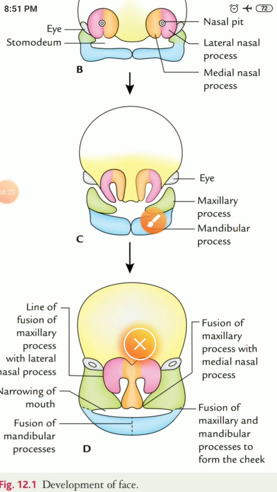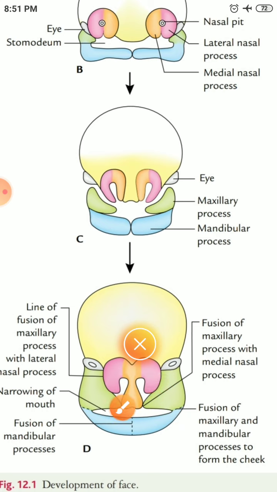So they start fusing with that of the maxillary process. The extended part of this will fuse with the maxillary process. The medial nasal process joins with the maxillary process here. This is the fusion of the maxillary process with the medial nasal process. Then later what happens? There is a fusion of the maxillary process with the lateral nasal process.